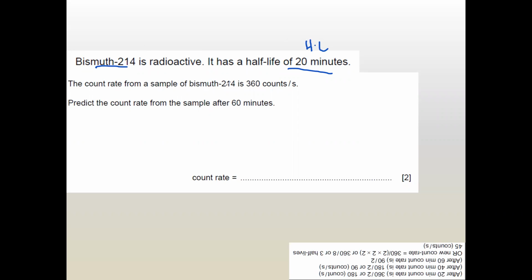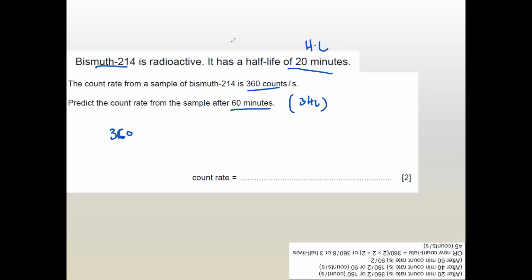The count rate from a sample of bismuth is 360. Like right now, 360 radiations are coming out from the sample. We have to predict the count after 60 minutes. So if the half-life is 20 minutes, how many half-lives should pass to reach 60 minutes? So it means 3 half-lives should be there. Because if one half-life is 20 minutes, 3 half-lives mean 60 minutes.